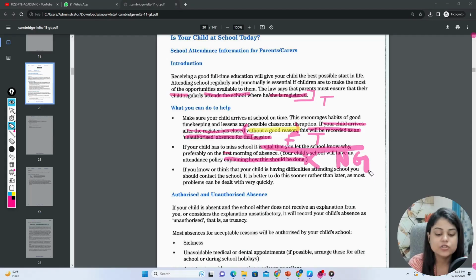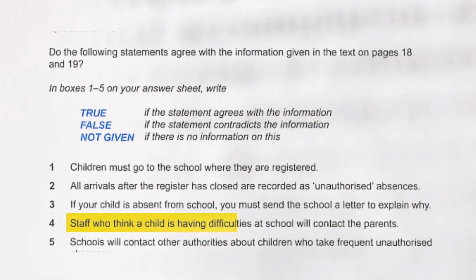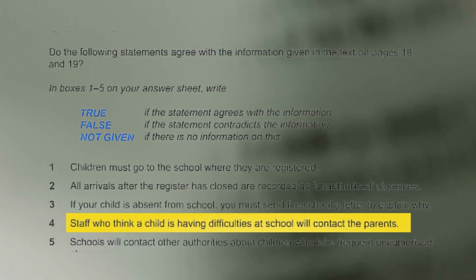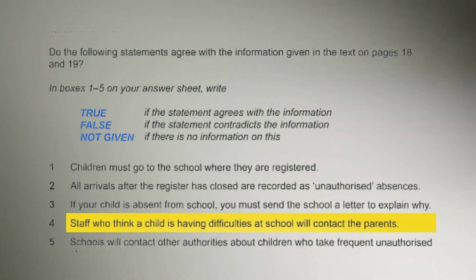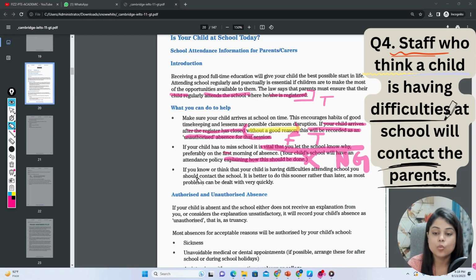Question number 4. The next question is: Staff who think a child is having difficulty at school will contact the parents. The keywords over here are staff, think, child having difficulties, will contact parents. Now I will see over here: if you know or think that your child is having difficulties attending school, you should contact the school.